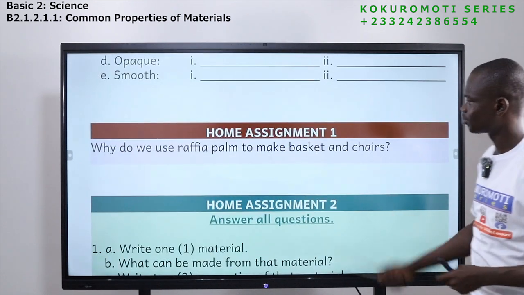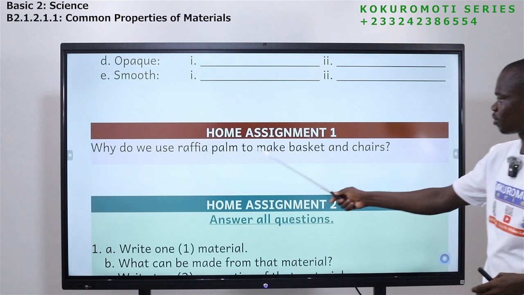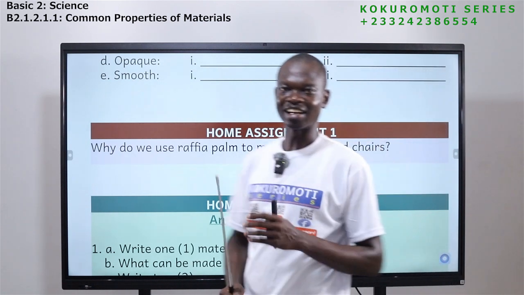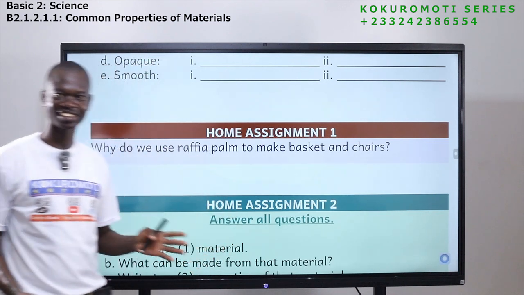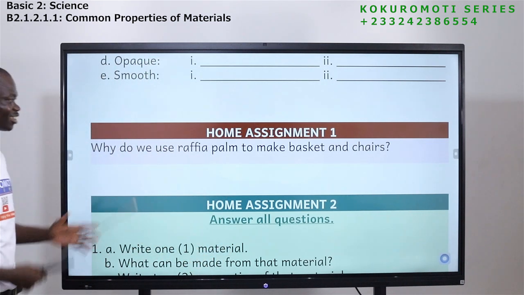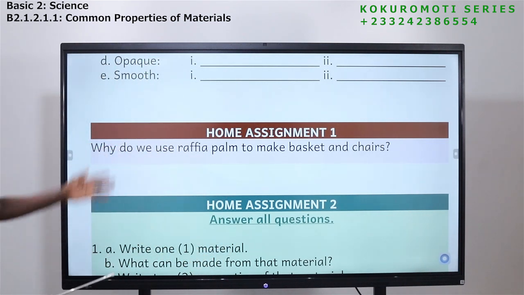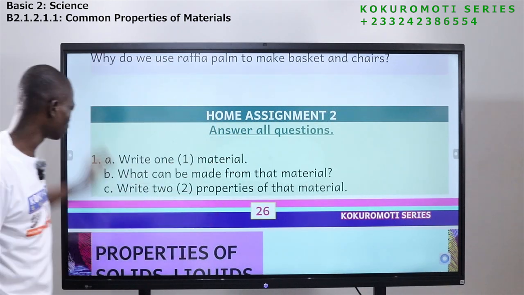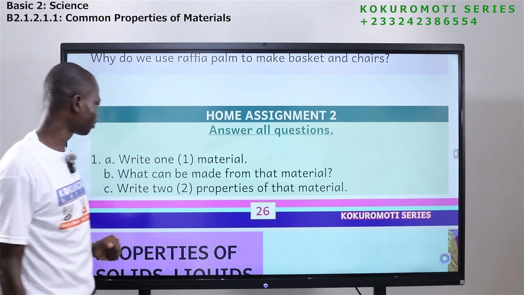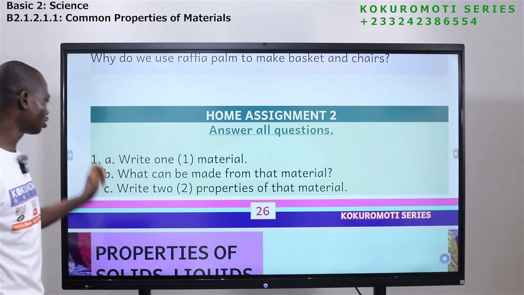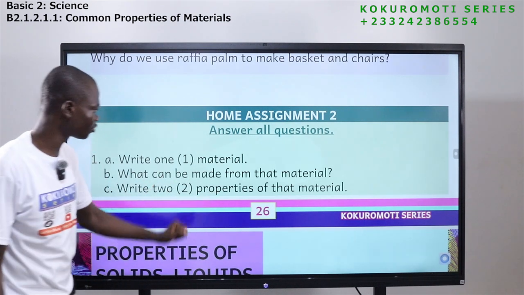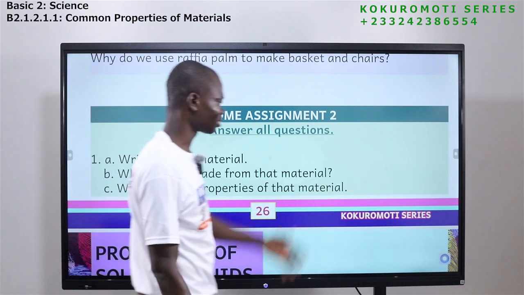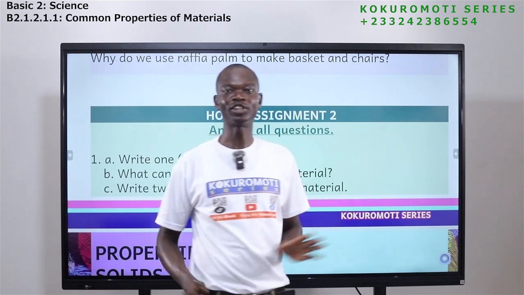We have home assignments. Why do we use raffia palm to make baskets and chairs? This is an application question, and you know it. It's simple, easy, you know it. So I believe you can answer this one. The next one is home assignment 2, answer all questions. Number 1A, write one material. B, what can be made from that material. C, write 2 properties of that material. So this one, you are going to write your own material.